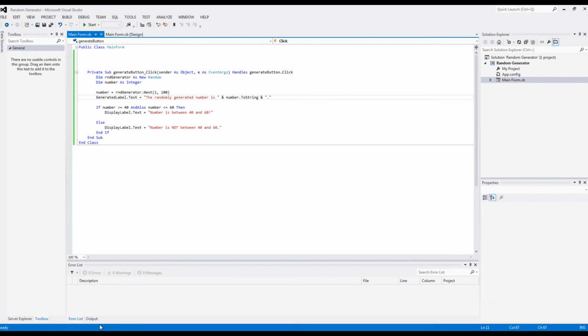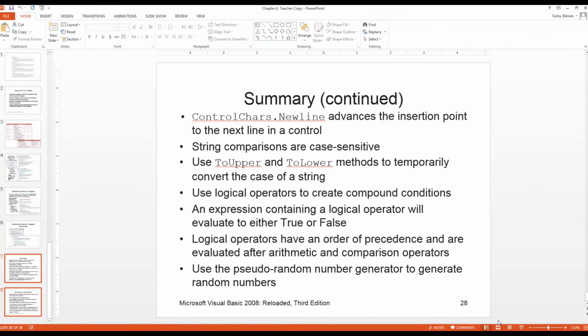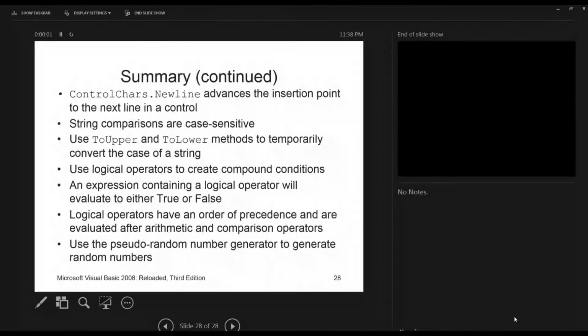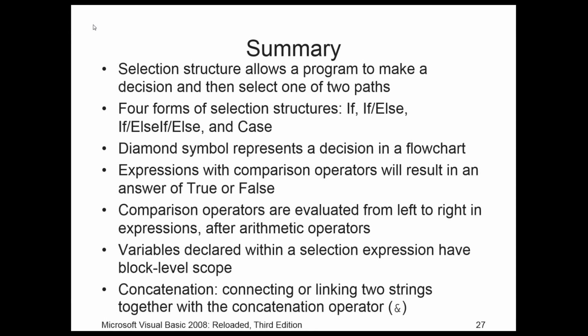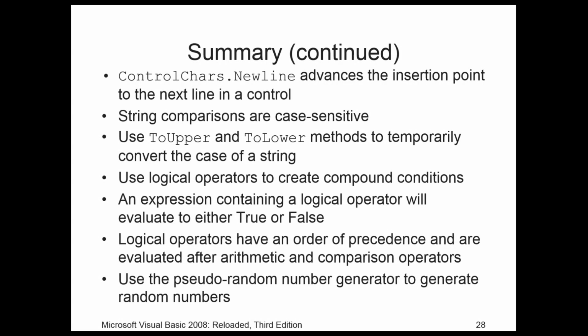Now here I have a couple of slides for the summary. We went through the decision structures, if else. We went through the flow chart, variables and control, new lines, uppercase, lowercase, logical operators, pseudo random number generator, etc.